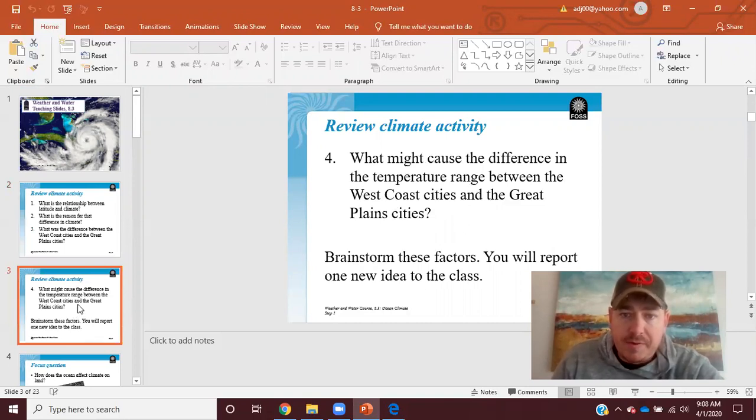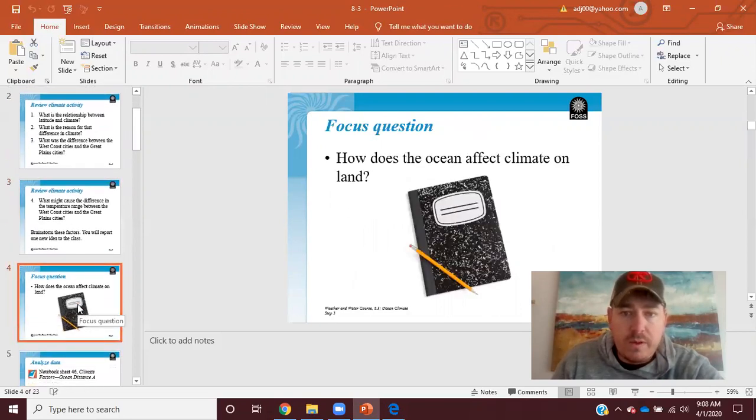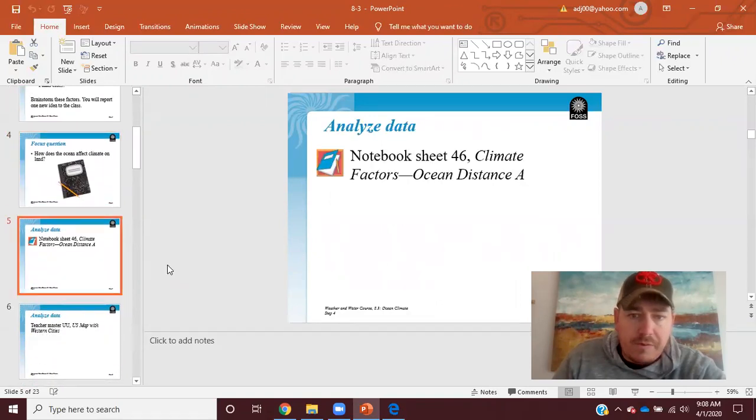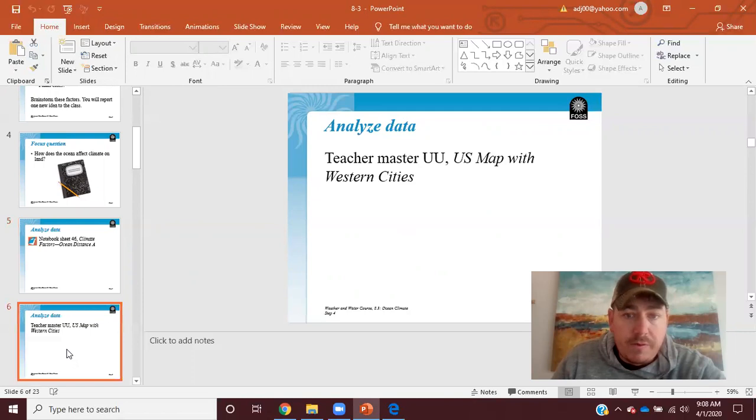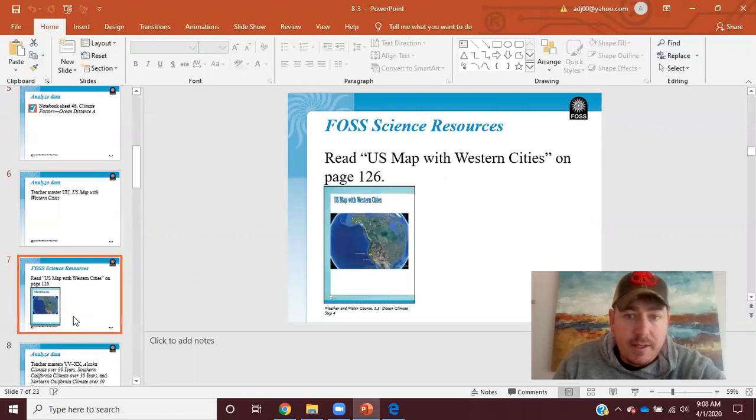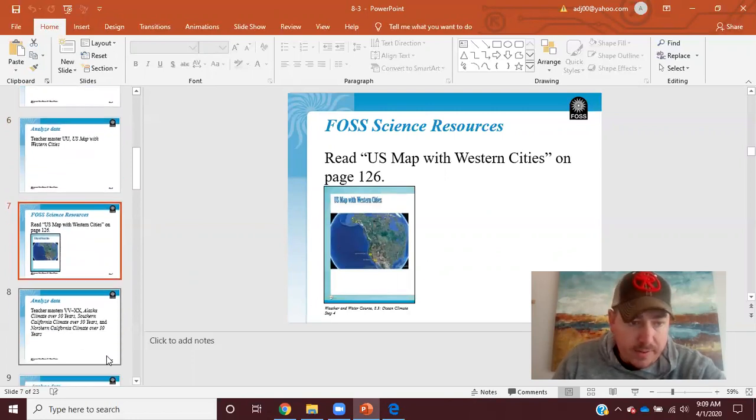So what might cause the difference in temperature range between the West Coast and the Great Plains cities? And that is what we are going to look at for the focus question. So how does ocean affect the climate on the land? Today we are going to look at just 46 only, climate factors and ocean distance A. Then there's going to be a map, which is the US map with Western cities, and we'll go to that here shortly.